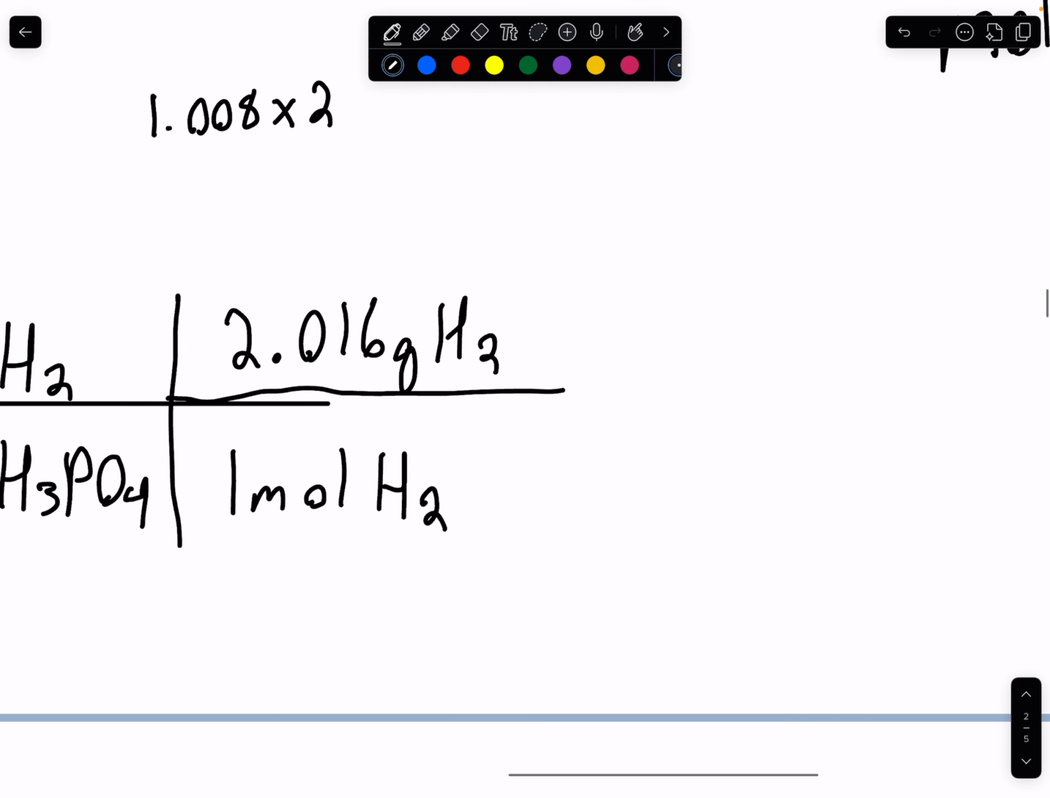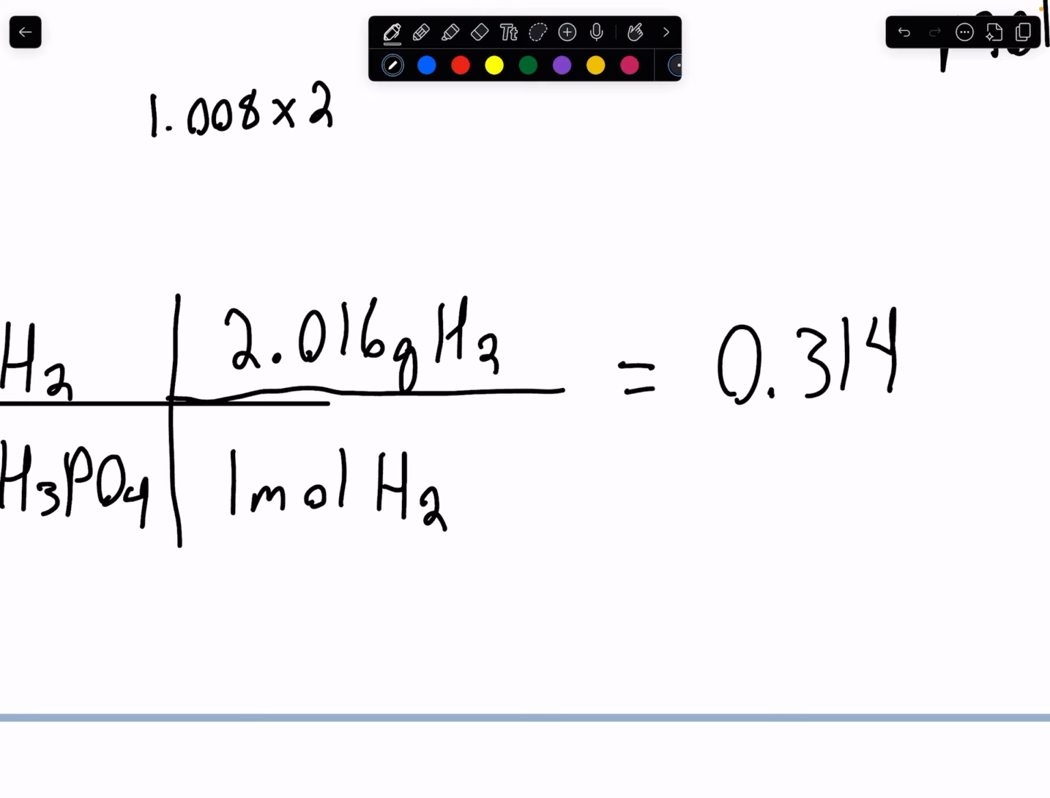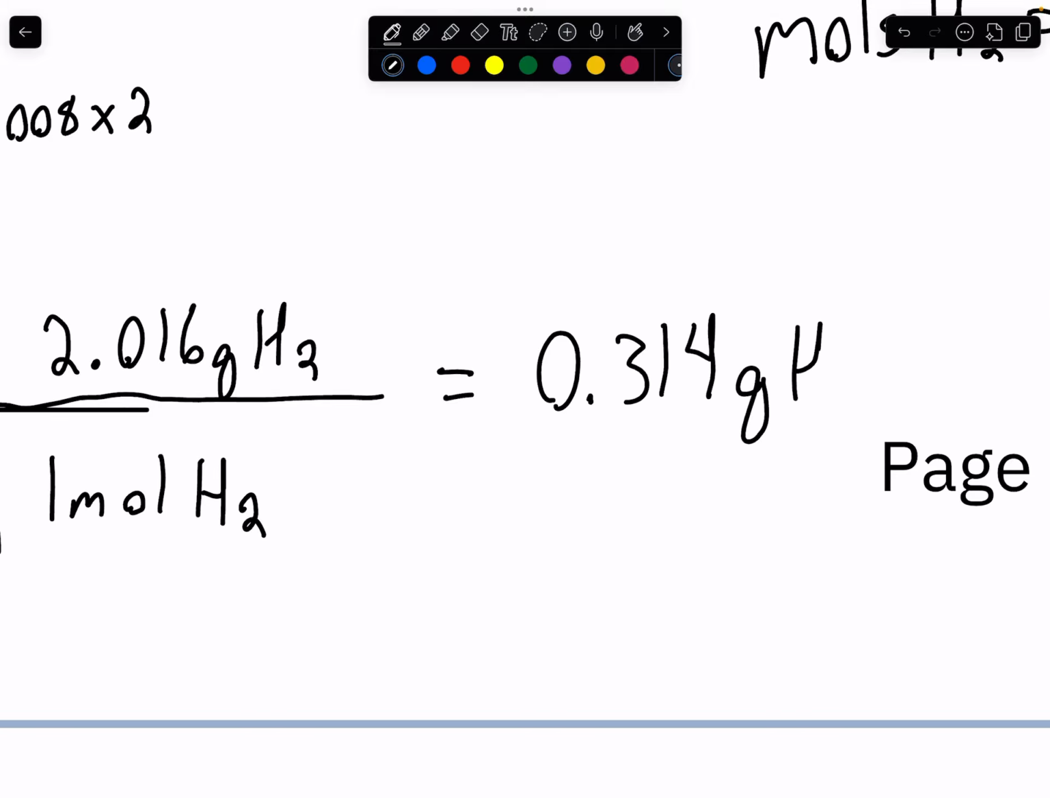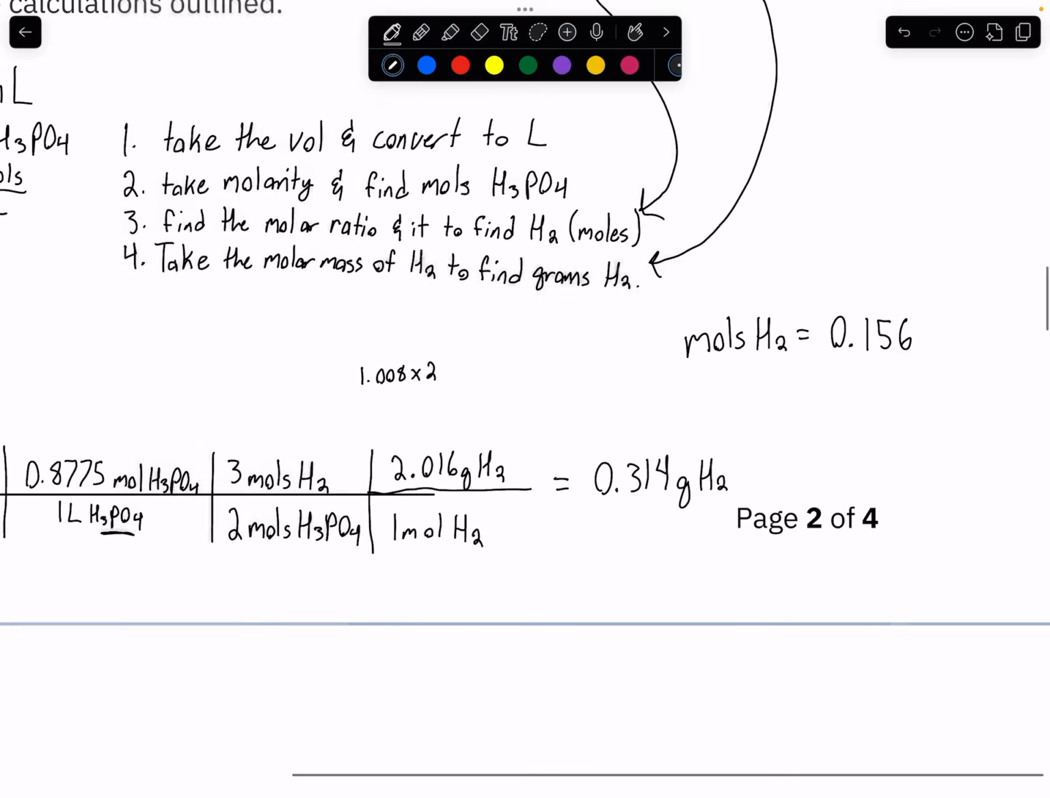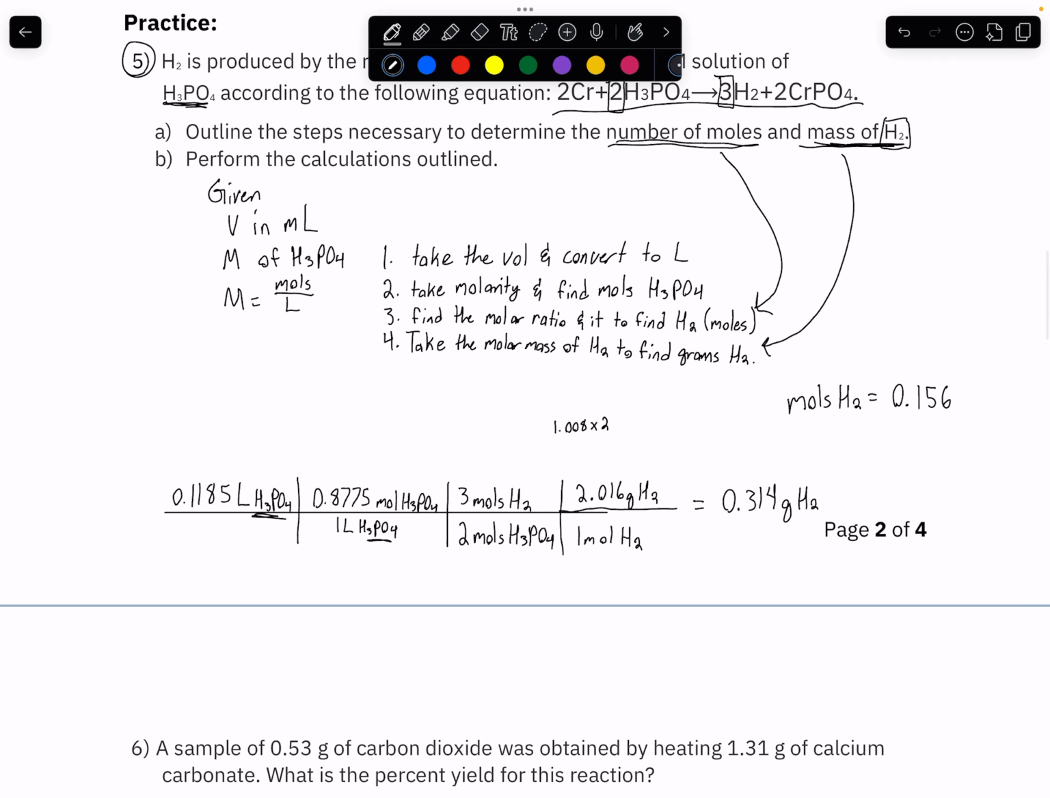And then our grams, we just multiply that number by 2.016. And we should get 0.314 grams H2. And so from there, we have our answer in moles, and we have our answer in grams.